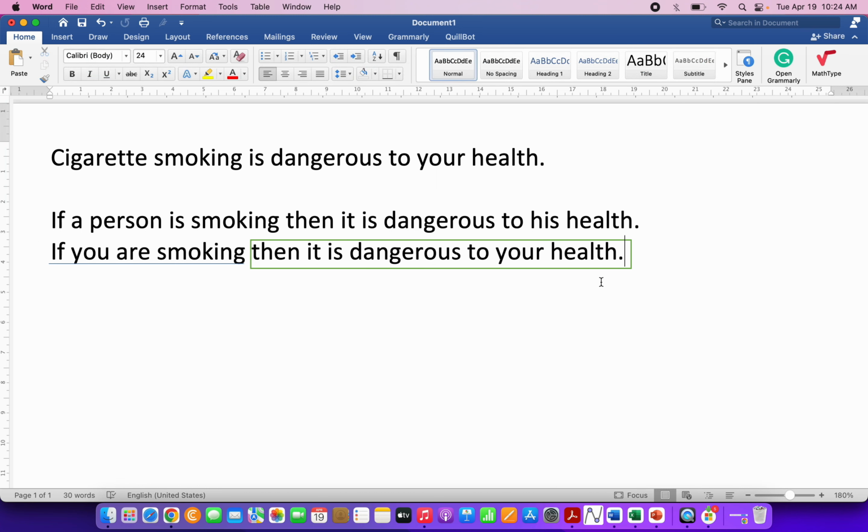So, naiintindihan? Okay, another example. Another example is: a segment has exactly one midpoint. Okay? So, a segment has exactly one midpoint. So, just like our first example, it is not in if-then form.